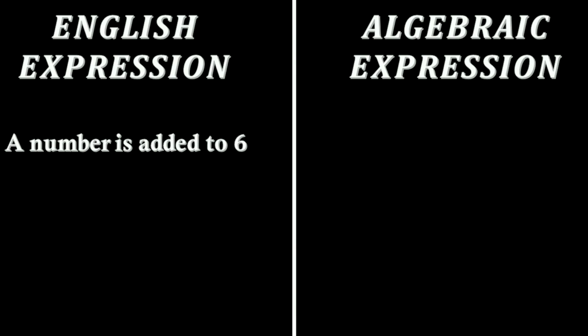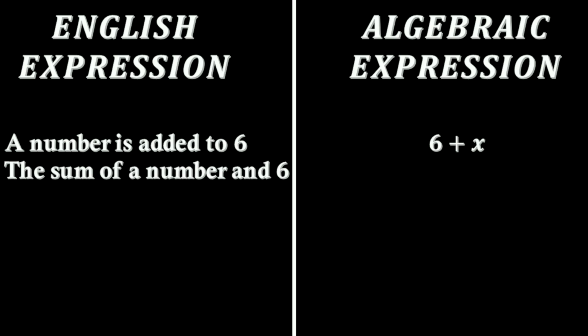translation. So if I have an English expression here and an algebraic expression here, okay, let's divide the two. So let's have addition first. When we say a number is added to 6, if we translate it into an algebraic expression, it's equal to 6 plus x. Remember, a number is added to 6, which means 6 should be first, plus x, okay?